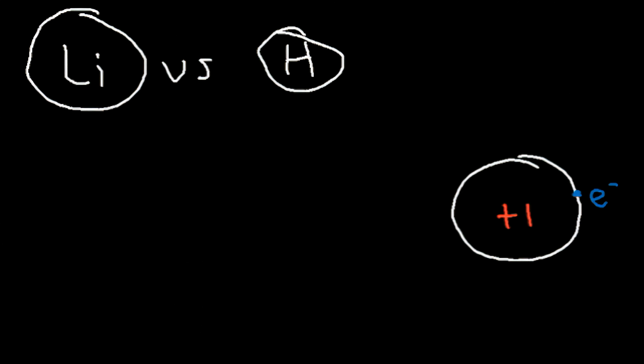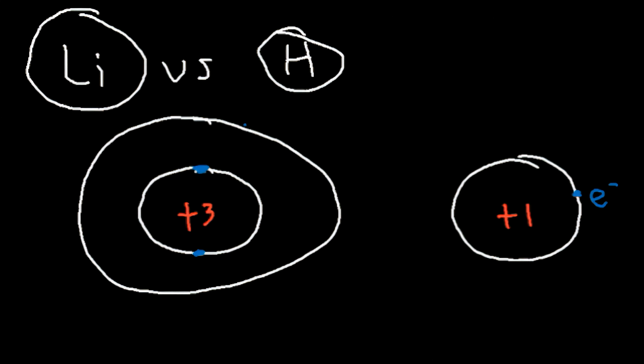Now lithium has an atomic number of 3, so it has 3 protons in its nucleus. In the first shell, it can only fit 2 electrons. These are core electrons. So it has to put the 3rd electron in the second shell.